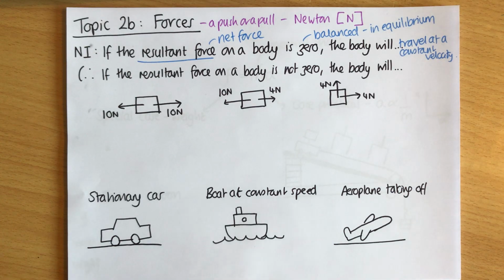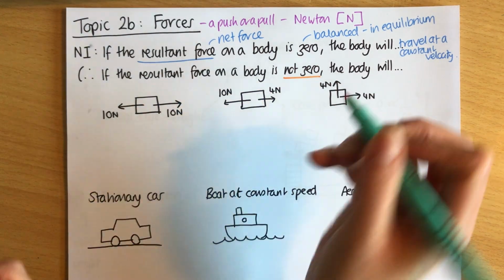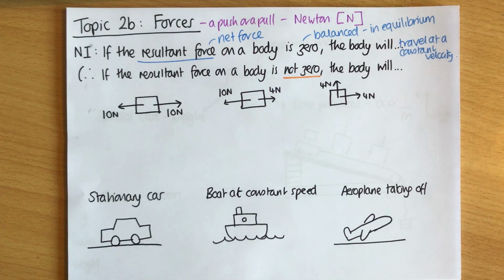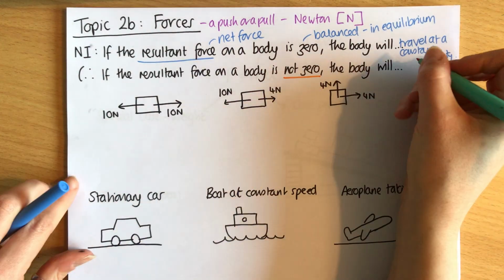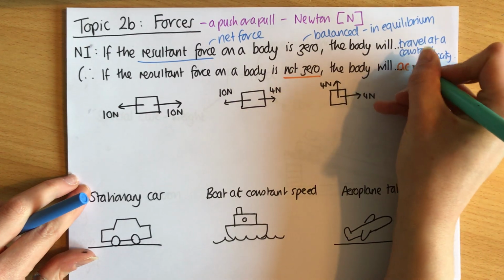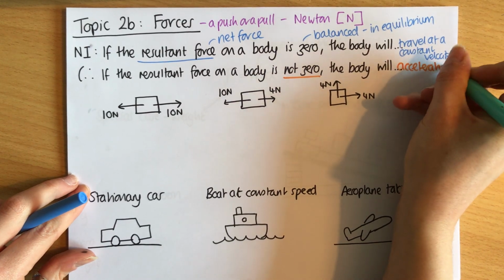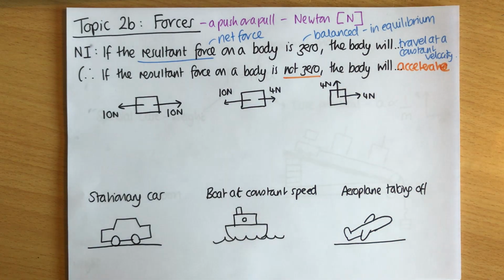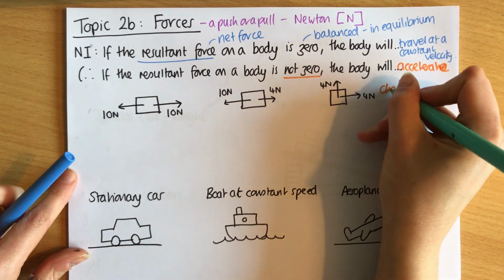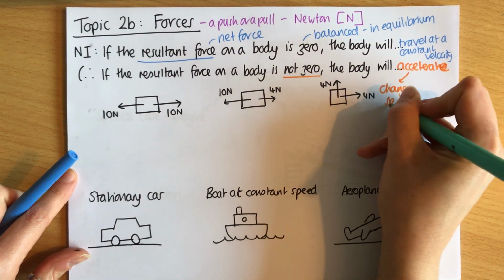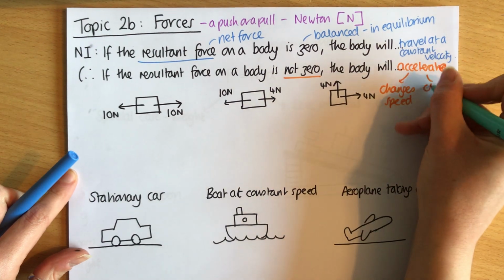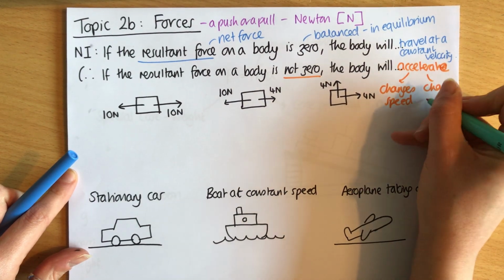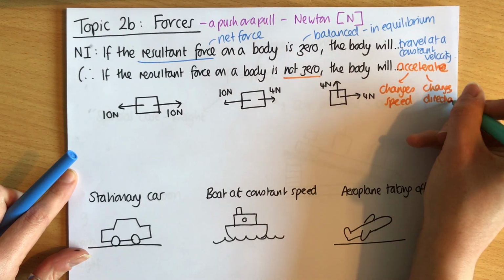So if the resultant force on the body is not zero, then it won't travel at a constant velocity, it will change velocity. And changing velocity, which you'll know from the motion video, is a type of acceleration. So the body will accelerate if the resultant force is not zero. Now, that could mean that it changes speed, but it can also mean that it changes direction, because velocity is speed in a given direction.